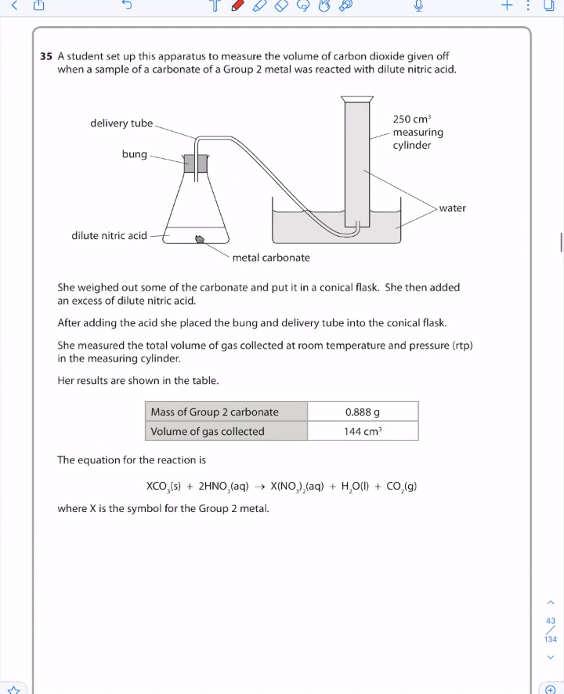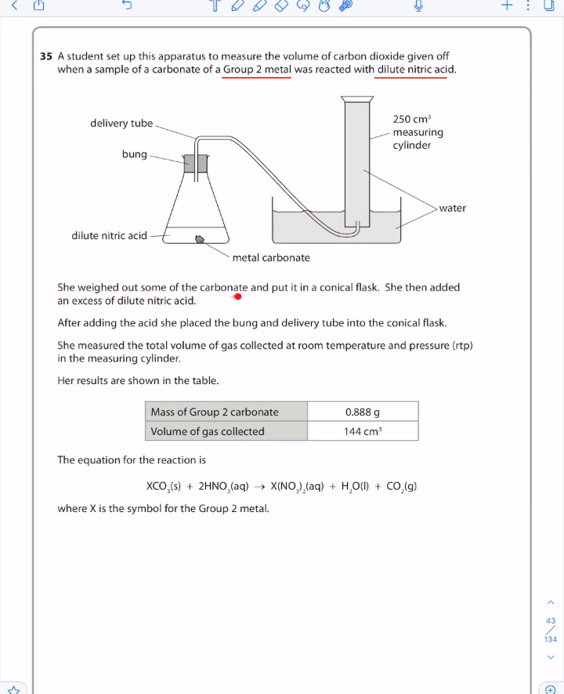Question 35. A student set up this apparatus to measure the volume of carbon dioxide given off when a sample of carbonate of group 2 metal was reacted with dilute nitric acid. وراح مدين الابريتس نيتريك اسيد جوه كونيكال فلاسك على ميتال كربونات قافل برابر بانج وفي ديليفري تيوب بيعمل كولكشن للكربون دايوكسيد اوفر ووتر في ميجرنج سيلندر الفوليوم بتاعته 250 cubic centimeter.